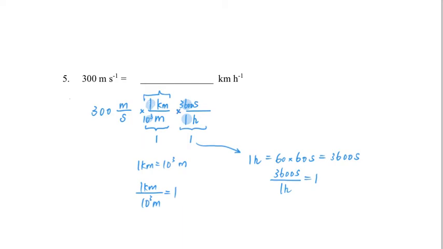By using the calculator, we can eliminate seconds and eliminate meter and make the units become km per hour. And finally, we can use our calculator to calculate the result, and the result is 1080 kilometer per hour.